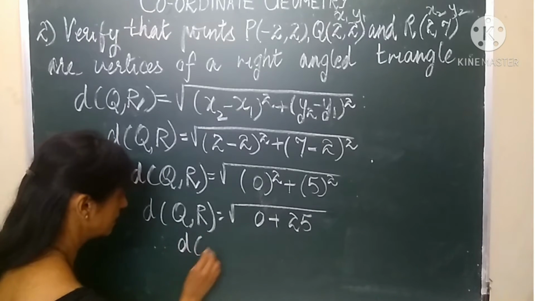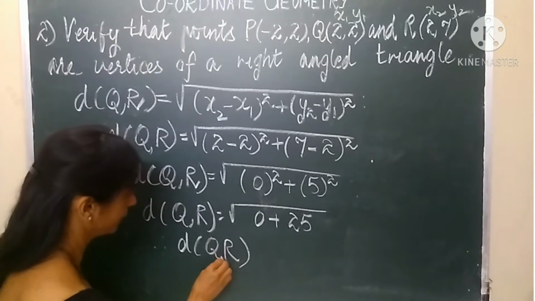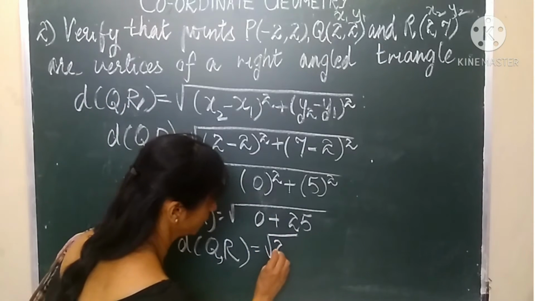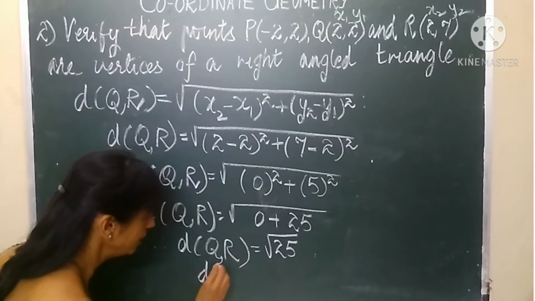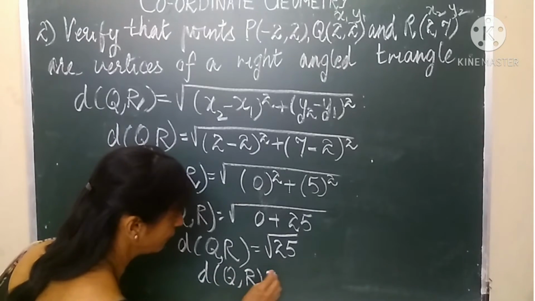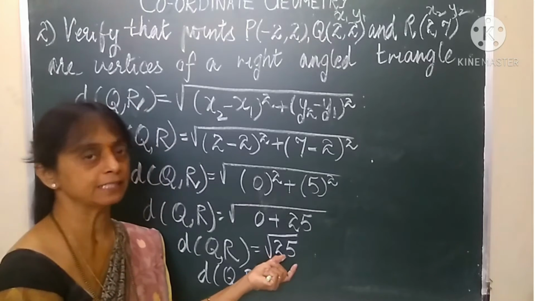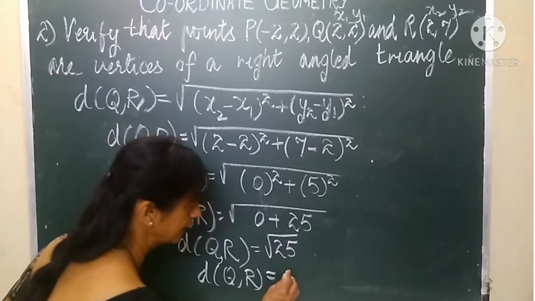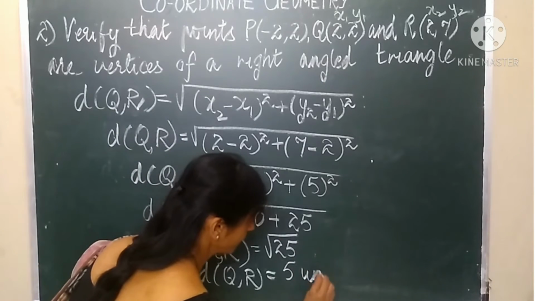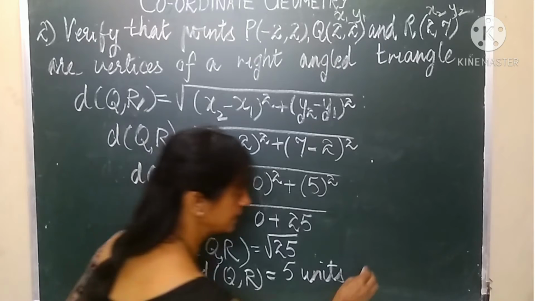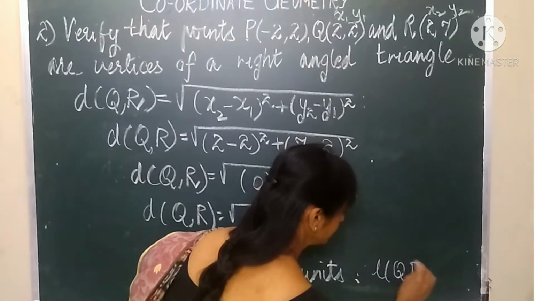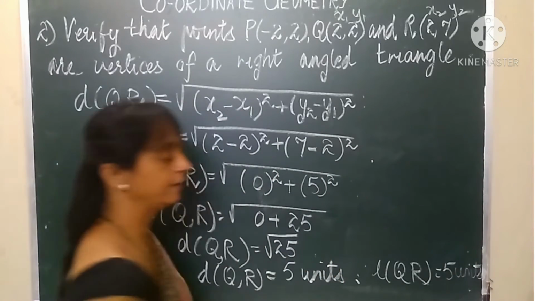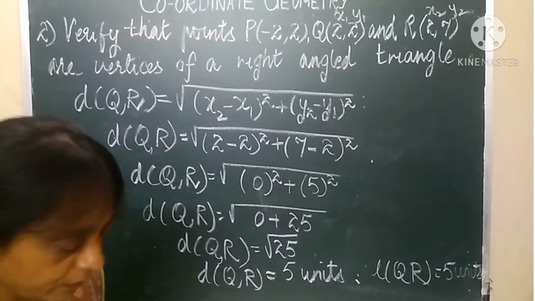So distance QR is equal to 0 plus 25, square root of 25, and we know, children, that square root of 25 is again plus 5 or minus 5. We will discard the negative value as we are calculating distance. We just take the positive value, that is 5 units. Thus we can say length QR is equal to 5 units.